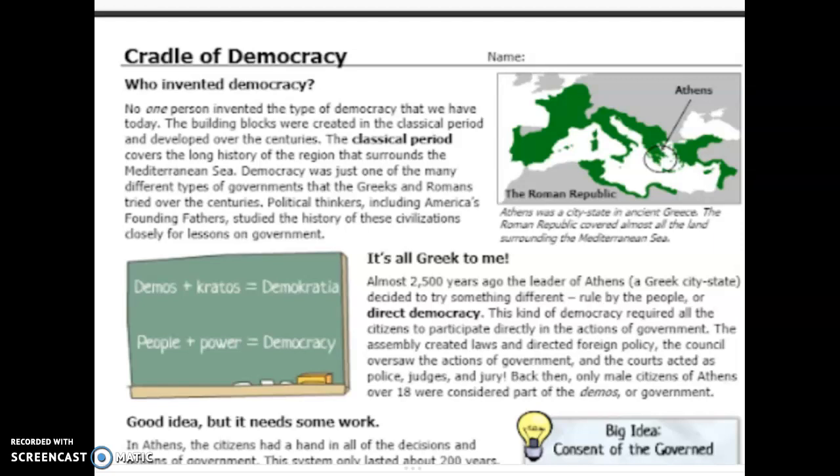Cradle of democracy. Who invented democracy? No one person invented the type of democracy that we have today. The building blocks were created in the classical period and developed over the centuries.